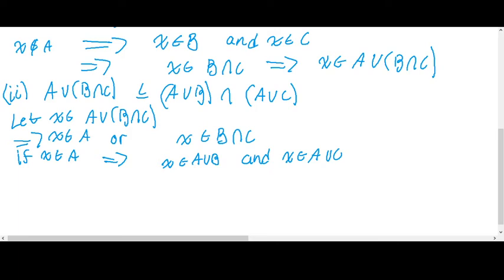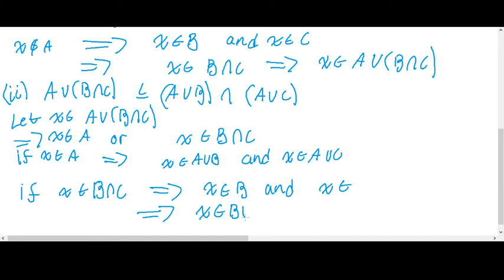And so taking the second case here, if X is in B intersect C, then that implies that X must be in B and X must be in C, which implies that X is in B union A and X is in C union A. And this is the same as saying X is in A union B, because A union B is the same as B union A, and X is in A union C. And we're done.